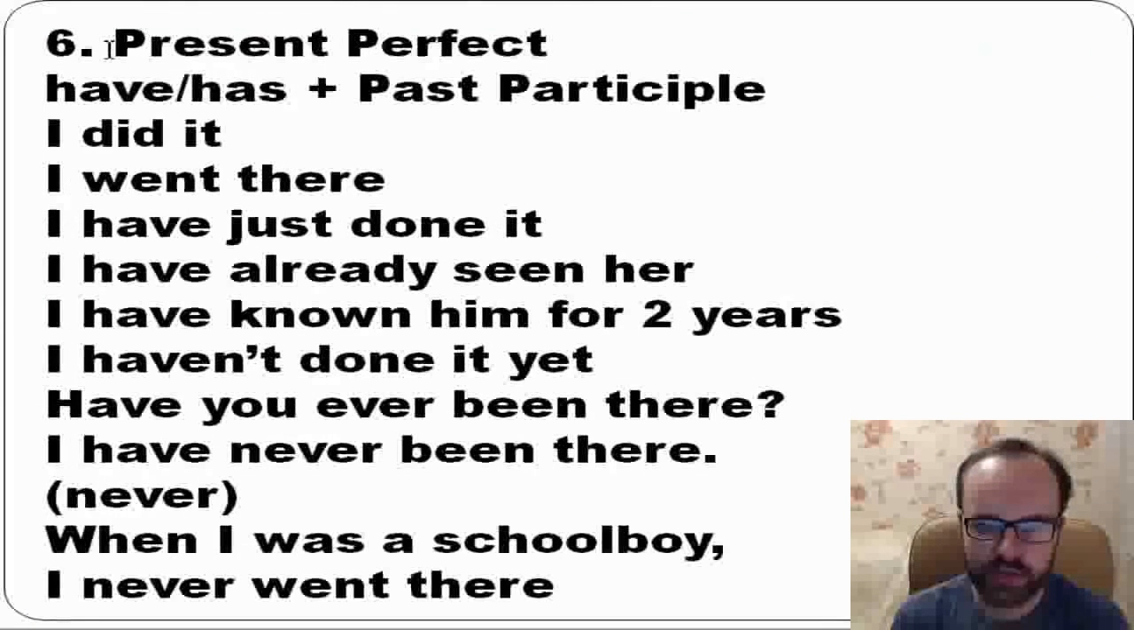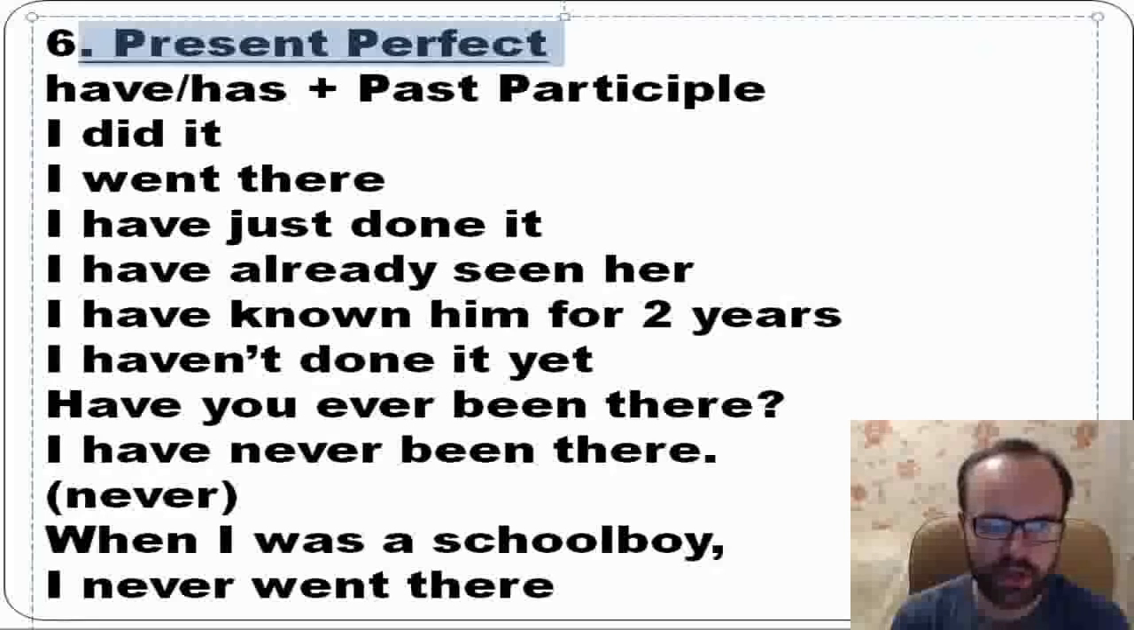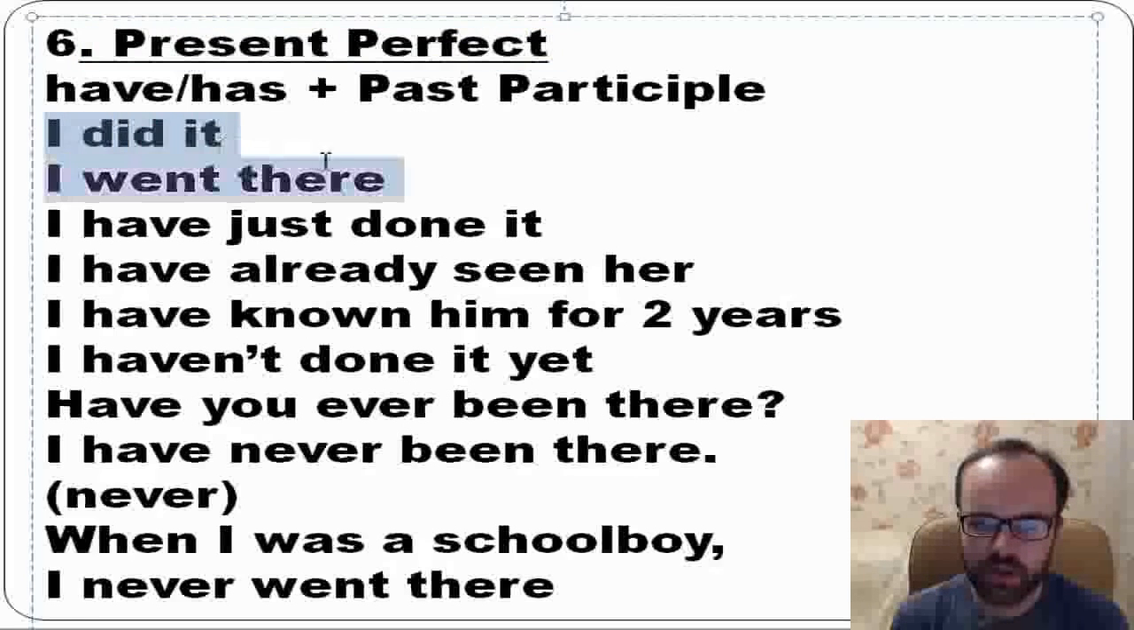Okay, what about present perfect? So we form it this way: have, has plus past participle. If we talk about the past, we usually use past simple. So we talked about it. For example, I did it, I went there. So you know that there are some time markers, time expressions, which tell us that we need to use this tense. Please remember them. I have just done it. So have plus past participle is the third form.